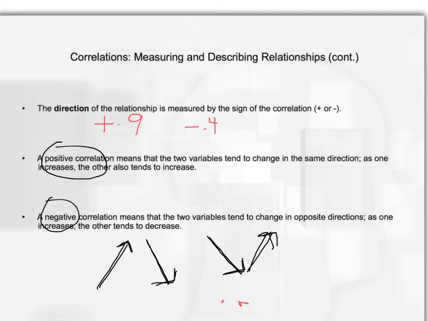Another example would be taxes and the deficit. If you're a Democrat, as taxes go down, deficits go up. As taxes go up, deficits go down. How about hours of work and hours of study? The more you work, the less time you have to study. The less you work, the more time you have to study. The variables are moving in opposite directions. So that's what we mean then by direction, and that direction is indicated by the sign in front of the correlation coefficient.